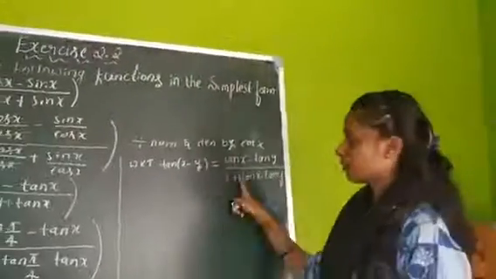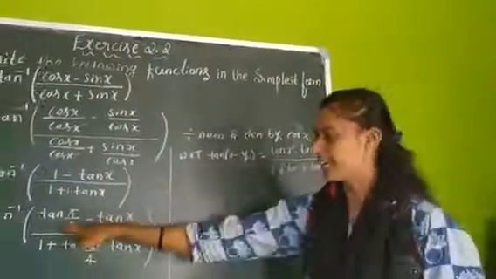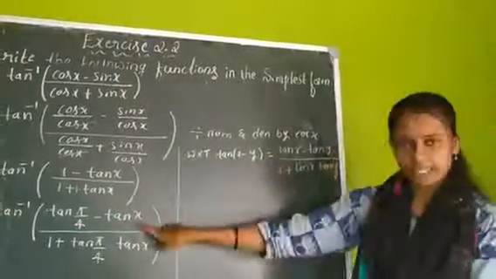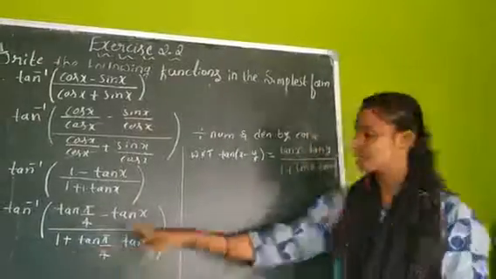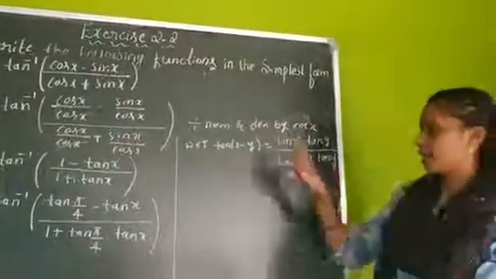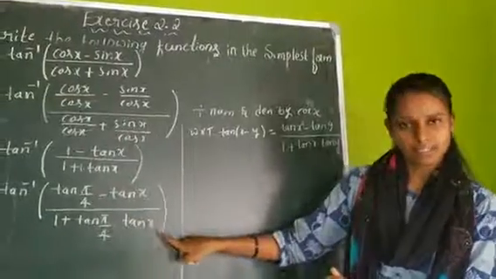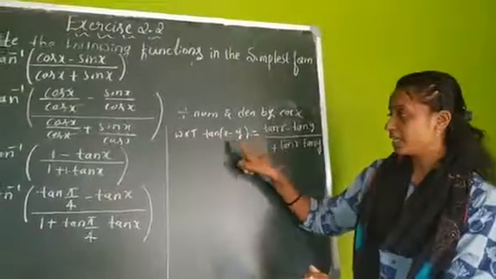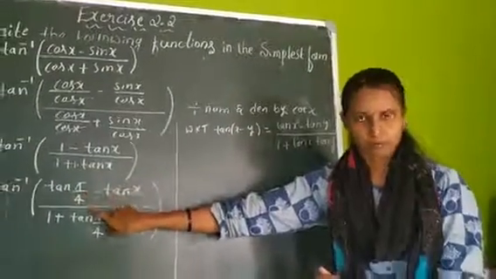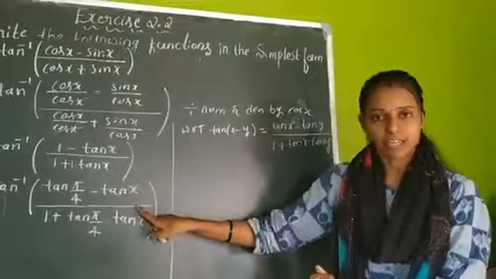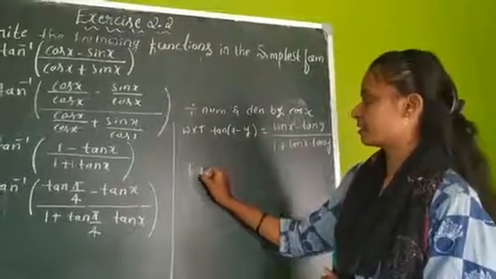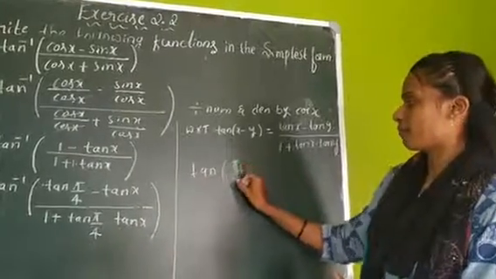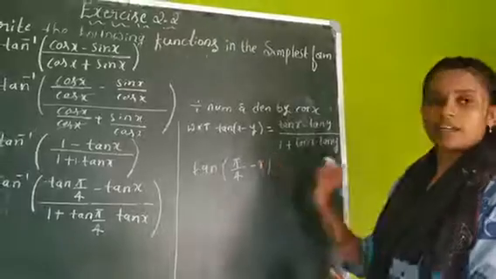Now if you compare these two, here tan x is nothing but pi by 4, and tan y is nothing but x, divided by 1 plus tan x into tan y. Tan x is pi by 4, y is x. So now you can write this as tan(x minus y). In the place of x we have pi by 4 and in the place of y we have x. Hence I can write this as tan of (pi by 4 minus x).